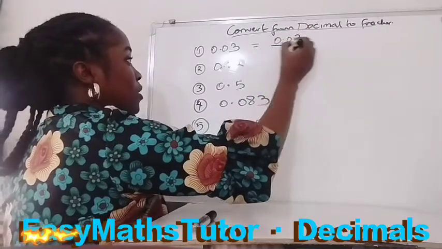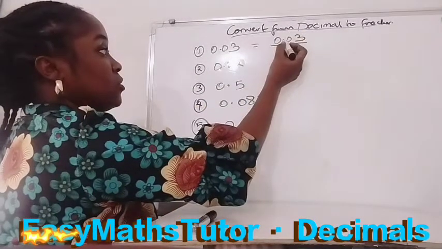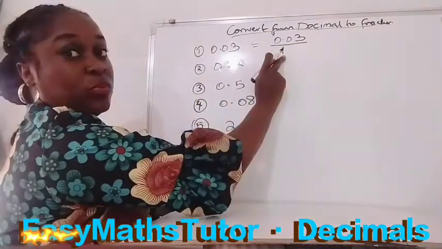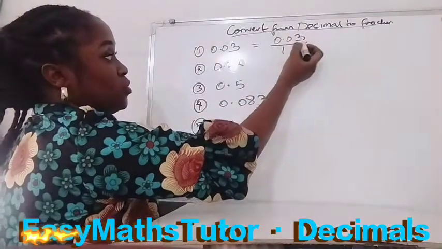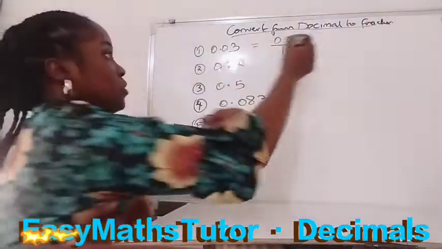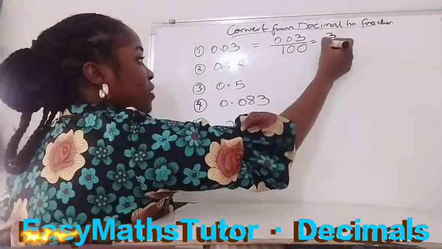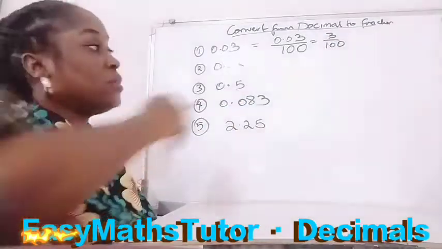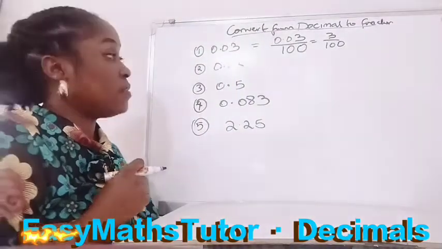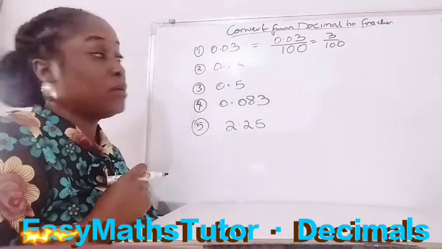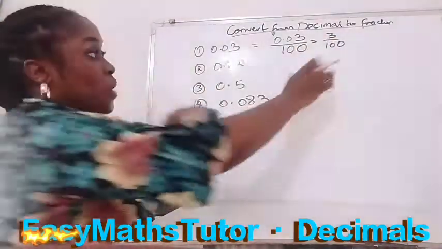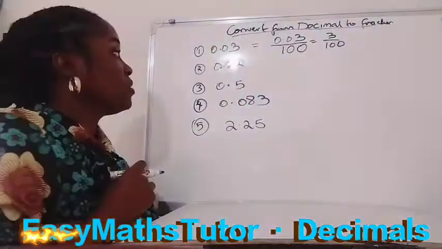Okay? So we'll have 0.03. We'll draw a line. Under the decimal, we'll put 1. And then the 2 digits will use 0s to represent them in the denominator. So this is simply 3/100. This is the fractional representation of 0.03. Now 3/100 is in its lowest form. It cannot be reduced further. So we'll adopt this as the fraction of 0.03.